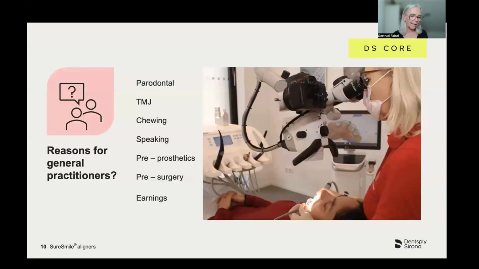While the dentist has a closer look and a more differentiated view of the patient's dental health. I mean, I don't always use the microscope, but we look very closely at the periodontal situation of our patients. We control the TMJ and we treat CMD. We look after chewing and speaking skills.